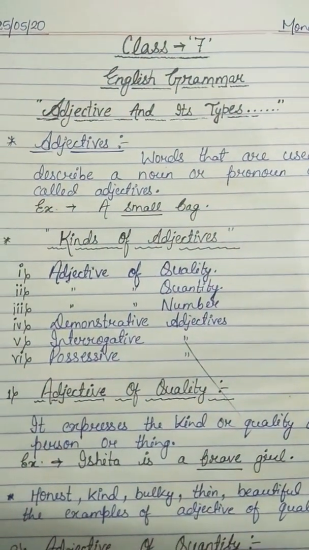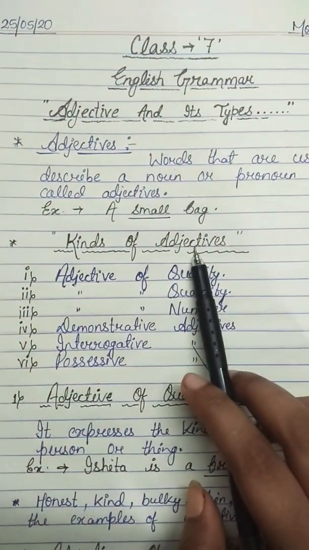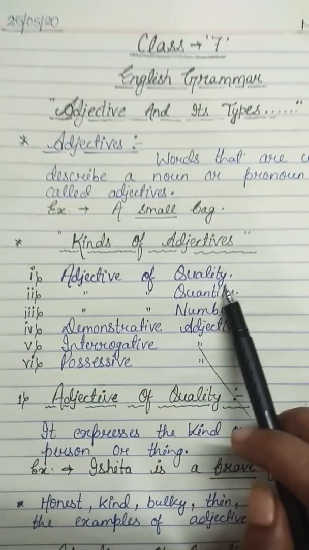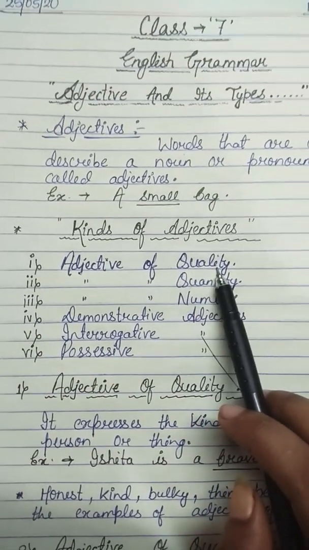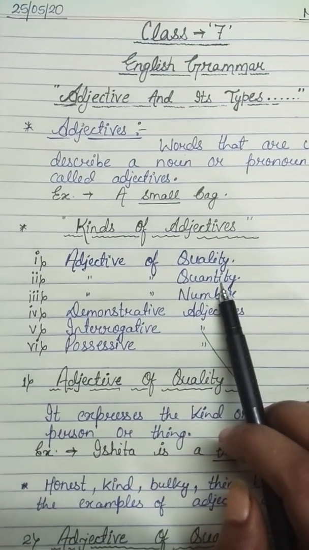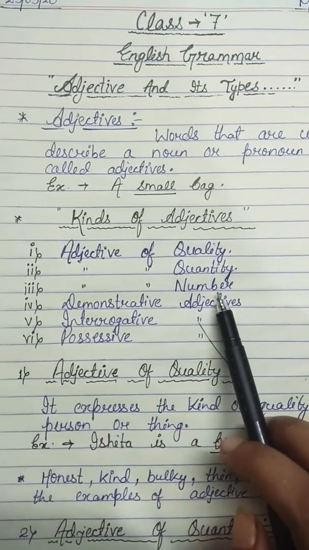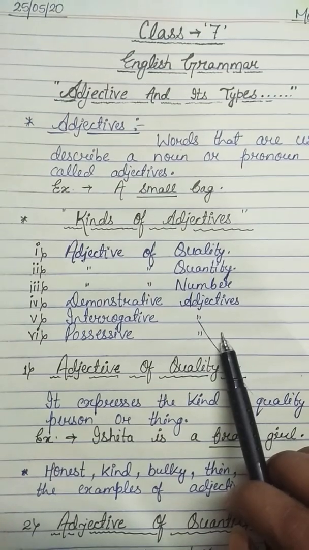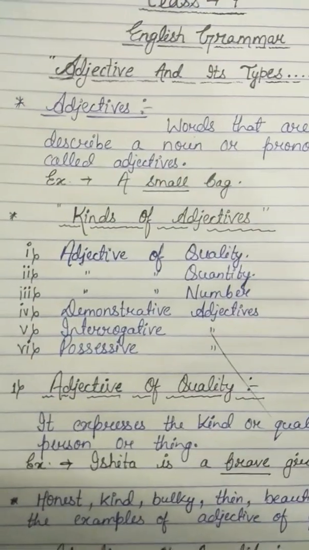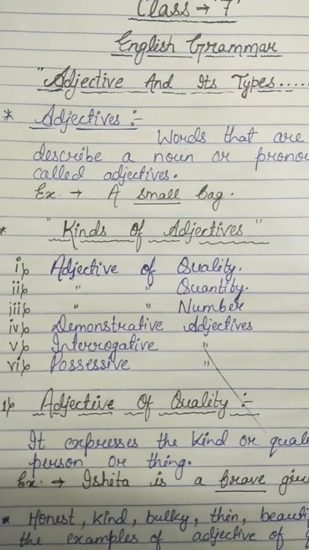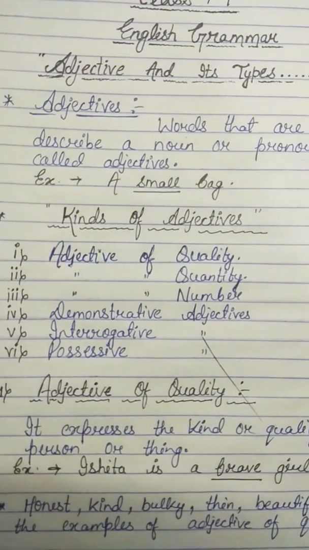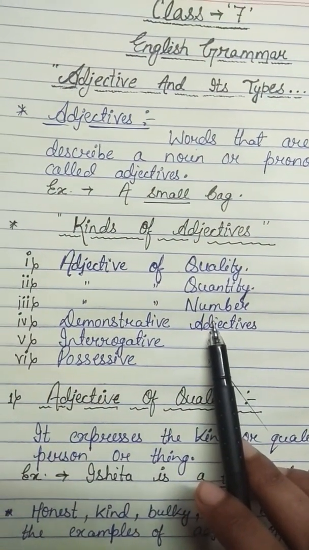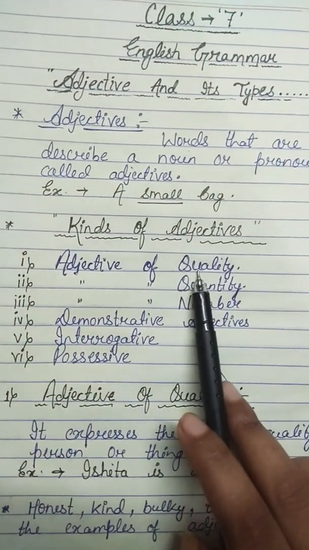Now moving on to our next thing, that is kinds of adjectives. There are mainly 6 types of adjectives. The first one is adjective of quality, then adjective of quantity, adjective of number, demonstrative adjective, interrogative adjectives, and last, possessive adjective. We are going to discuss them one by one. Now move on to our very first type of adjective, that is adjective of quality.